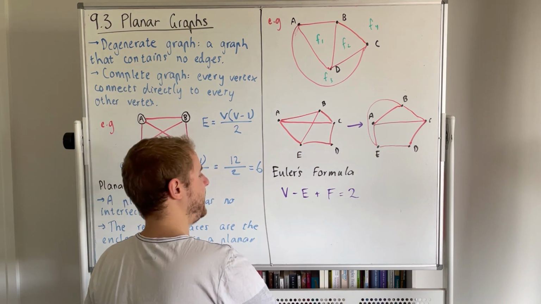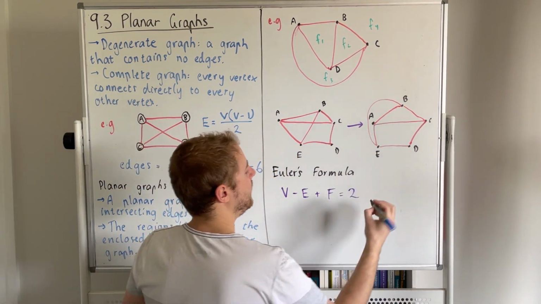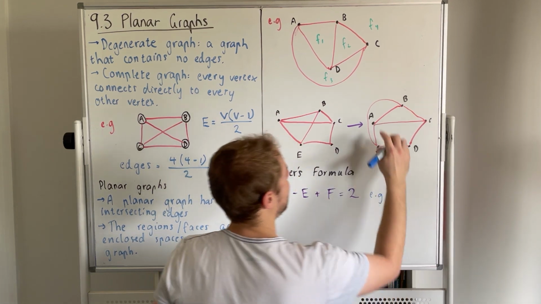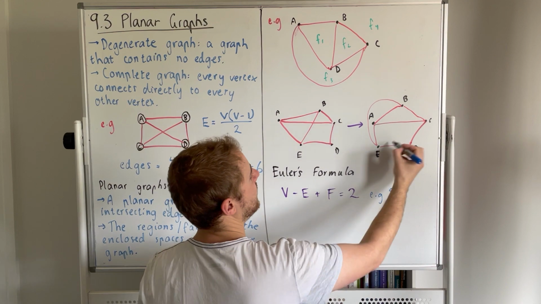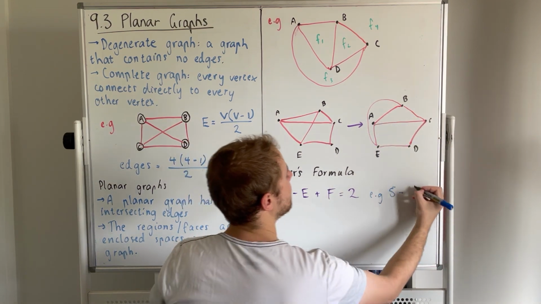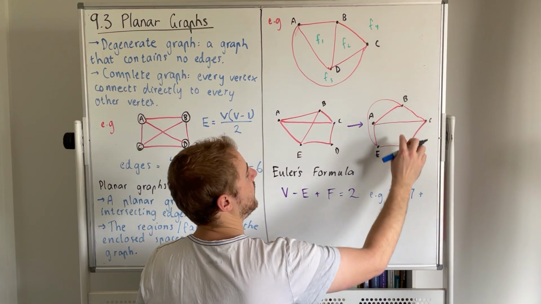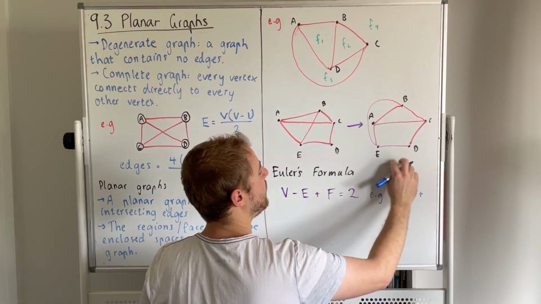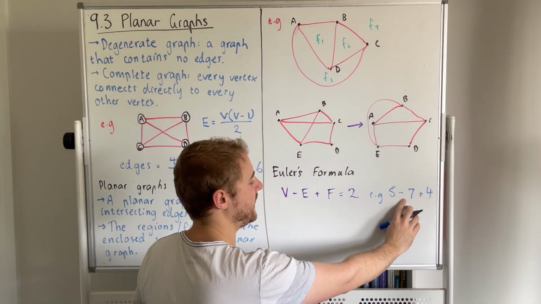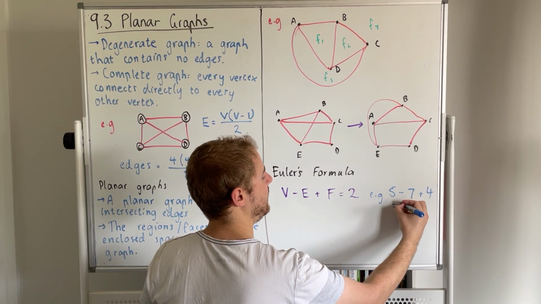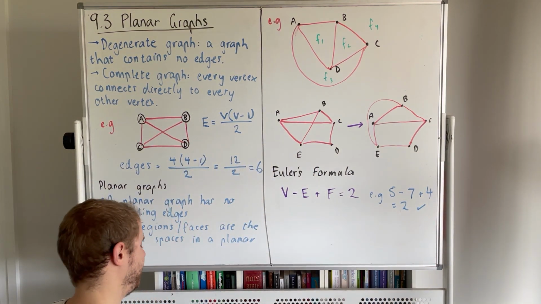Let's just quickly prove that, and we'll make sure it works for this one we did here. So up here, what we had was 5 vertices. We had 1, 2, 3, 4, 5, 6, 7 edges. We had 1, 2, 3, 4 faces. 5 minus 7 is -2, plus 4 equals 2. So in that case, it worked.